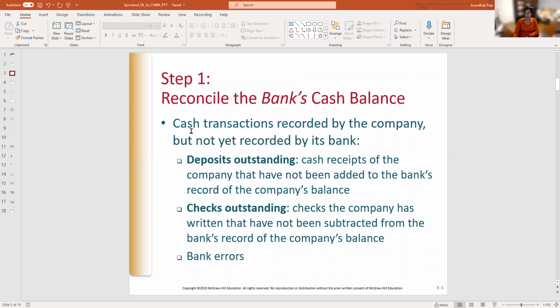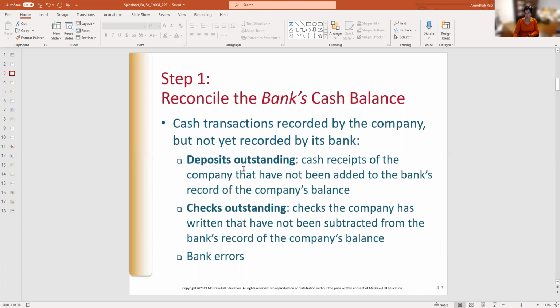So let's start out with reconciling the timing differences. To reconcile the bank's cash balance, we look at the cash transactions recorded by the company but not yet by the bank. So the company has already done the transaction, they've recorded it in their books. They have either increased or decreased cash accordingly, but the bank has not done it as yet. So why would that be?